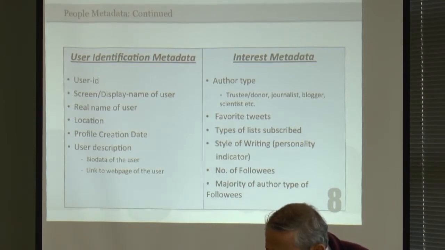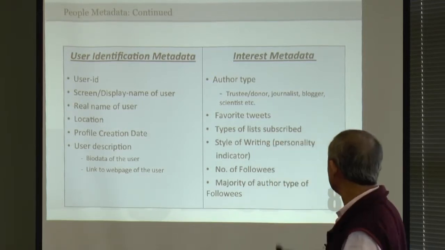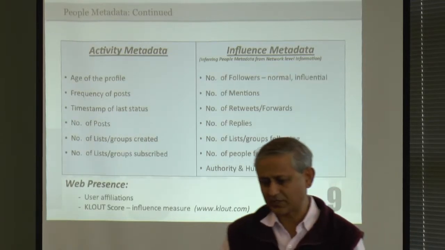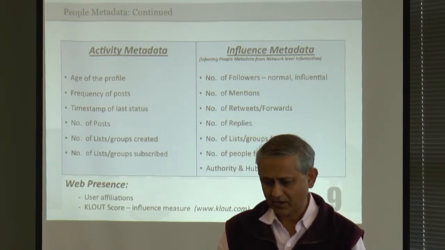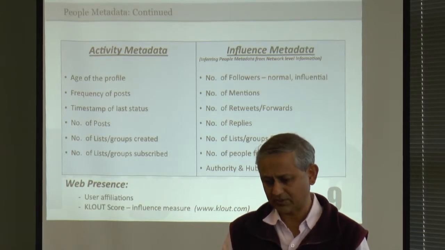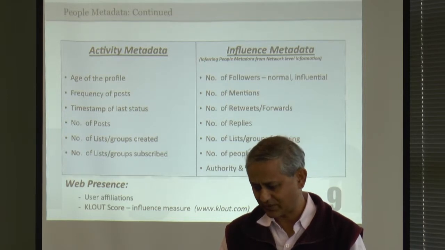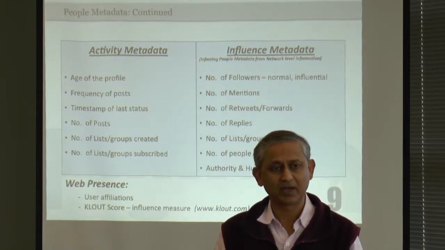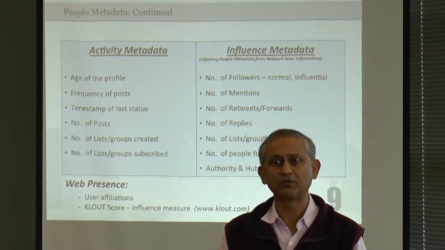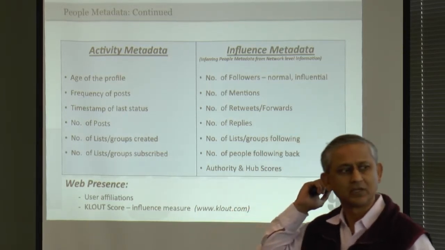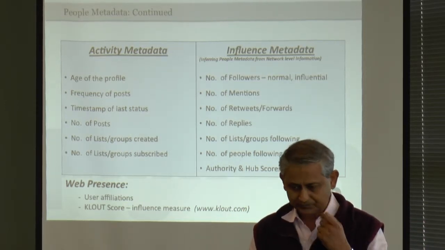User identification metadata, interest metadata, and you can see a whole list of those there. Activity metadata, like how old the profile is, how frequently the person posts, the time stamp, the last time he posted, was he active, and so on and so forth. Influence data, for example, how many times his tweets are favorited, or how many people follow him, and many other things of that nature. So you can see a whole long list of things that you can find out.